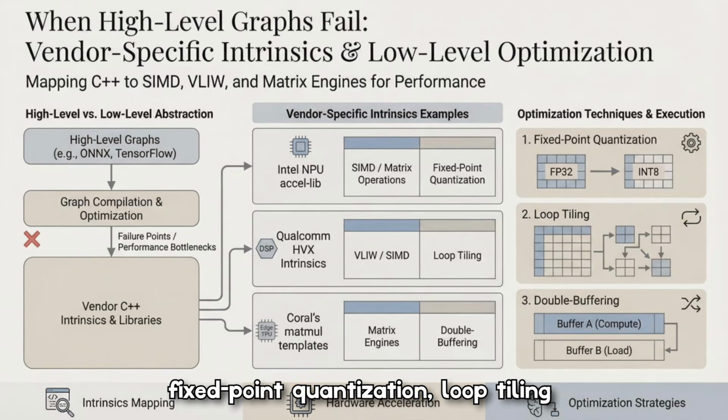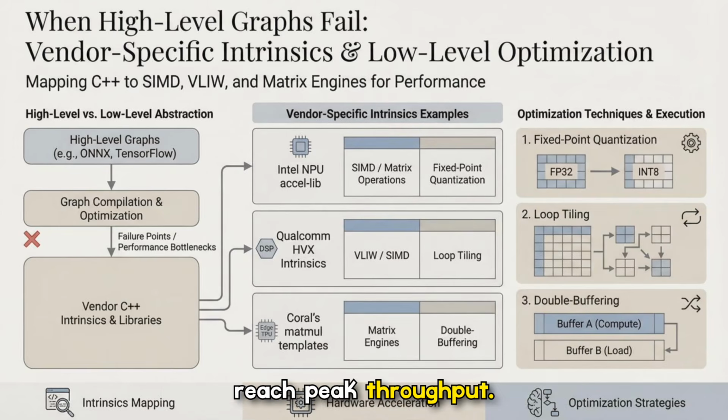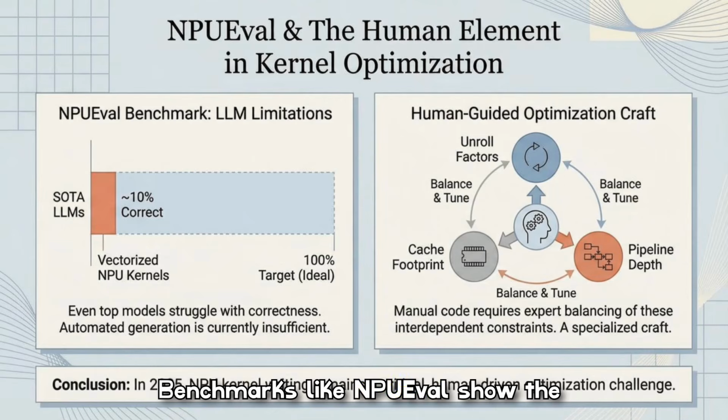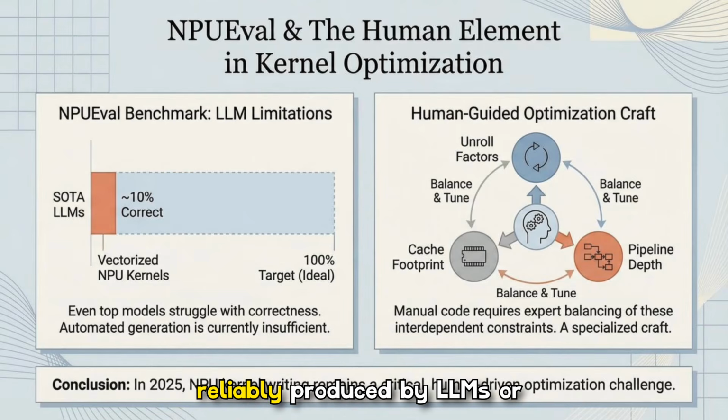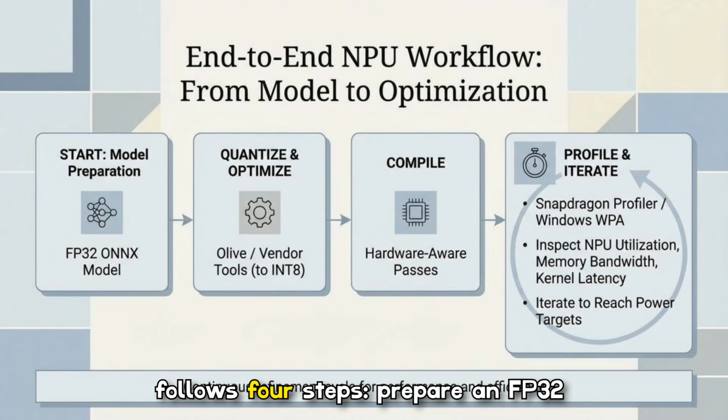Optimization techniques like fixed-point quantization, loop tiling, and double buffering are essential to map compute to matrix engines and reach peak throughput. Benchmarks like NPU-Eval show the limits of automated kernel generation. Large models still struggle with correctness, and only a small fraction of kernels are reliably produced by LLMs or automated tools. Human-guided kernel craft remains essential, balancing cache footprint, unroll factors, and pipeline depth to squeeze out performance while maintaining correctness and efficiency.